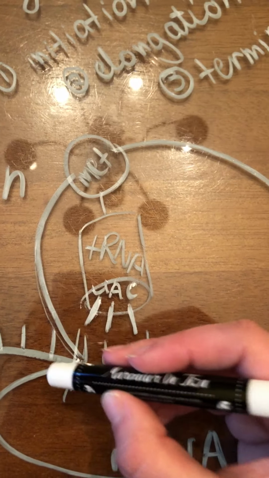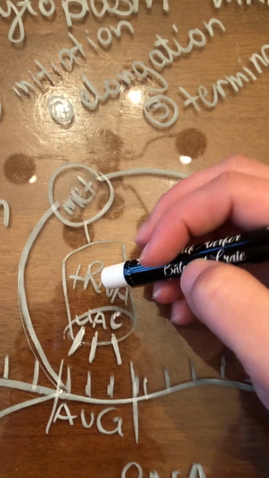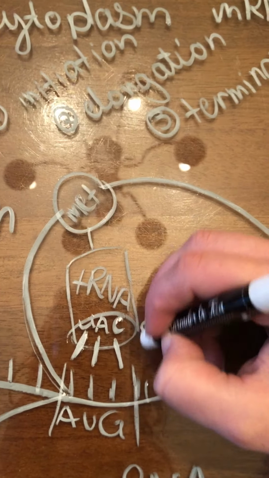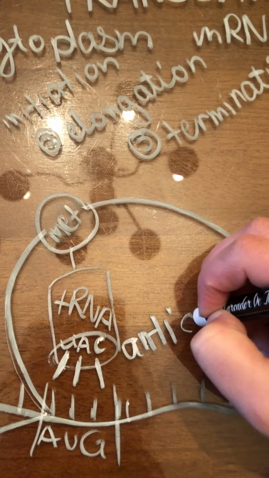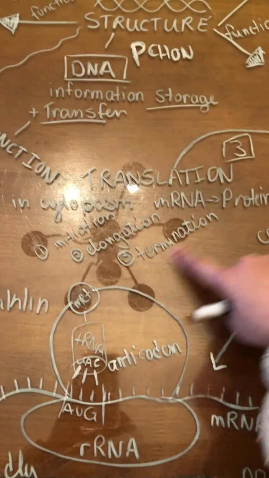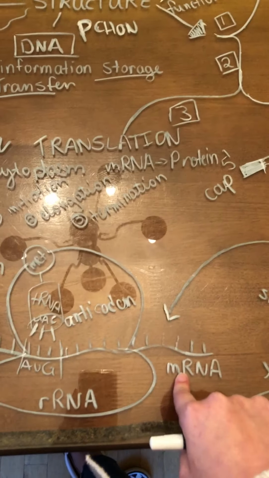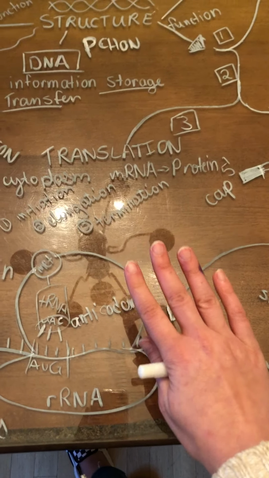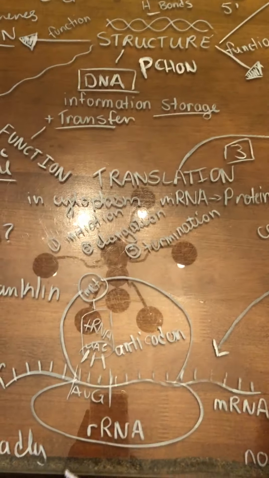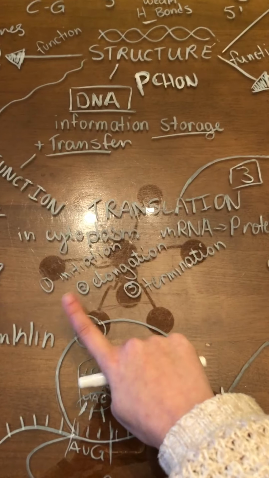Let's zoom in. This is the start codon AUG on our messenger RNA strand, and its complementary anti-codon on tRNA is UAC. The final step of this will be termination, and that will happen pretty far downstream when your messenger RNA reaches a stop codon. Then your ribosome will release that messenger RNA strand and also release the growing polypeptide.